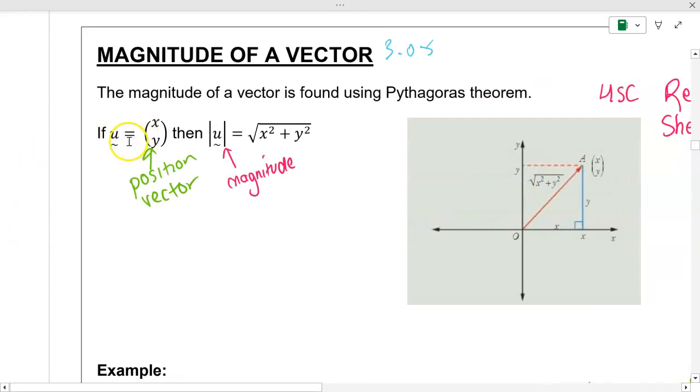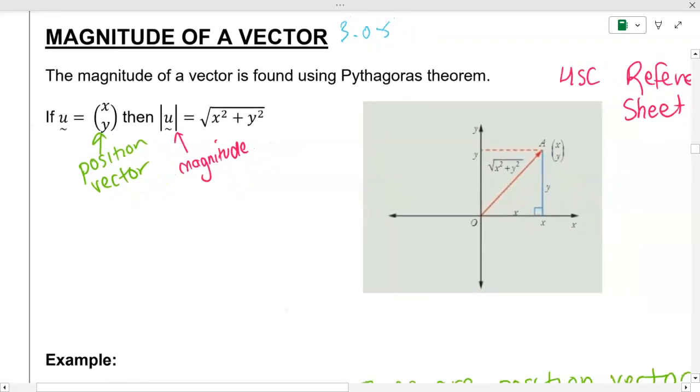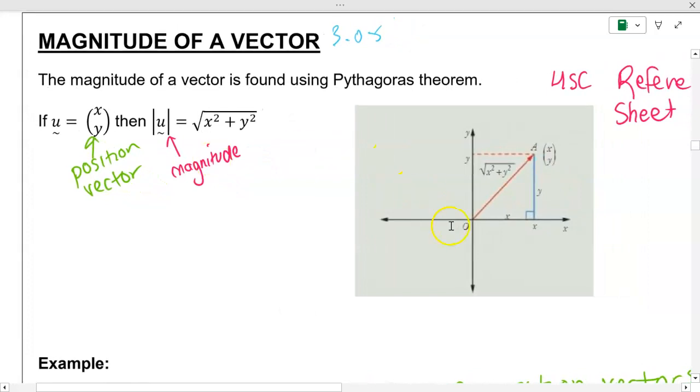So a vector can be written x, y, and that's the position vector. Remember, a position vector starts at the origin and goes to that point x, y, and that's the name of that vector, and that would be this vector over here on our graph. So starting at 0, going out to this point up here, which is x, y, and we can call that vector x, y in its column format.